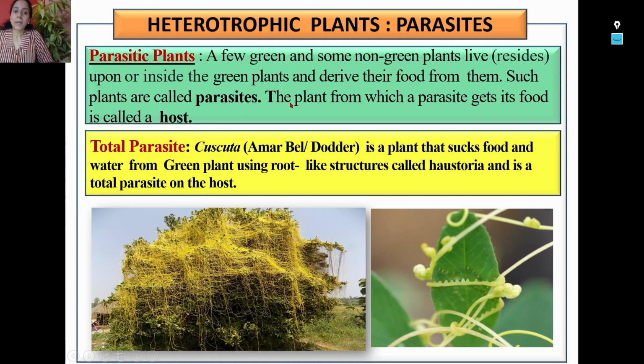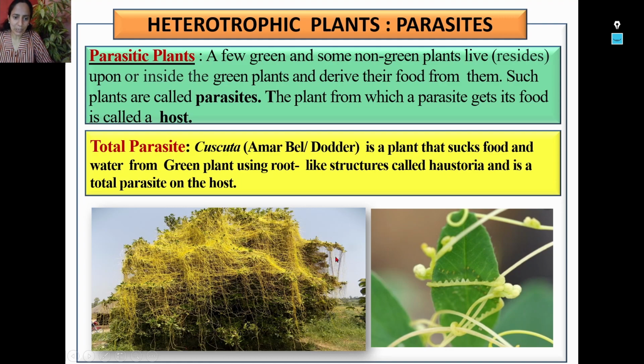Students, parasitic plants are basically of two types. Total parasites means they need food as well as water from the host. So they are completely parasitic on their host. We have two classic examples of parasitic plants, and the first one is Cuscuta.